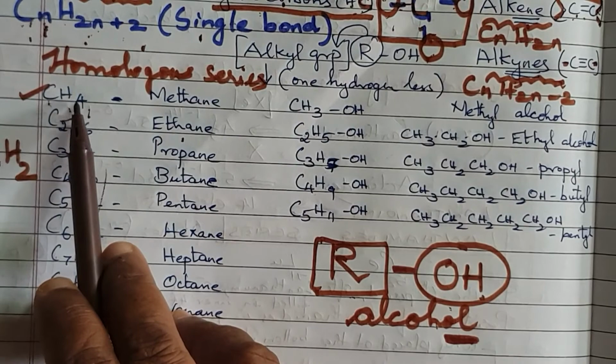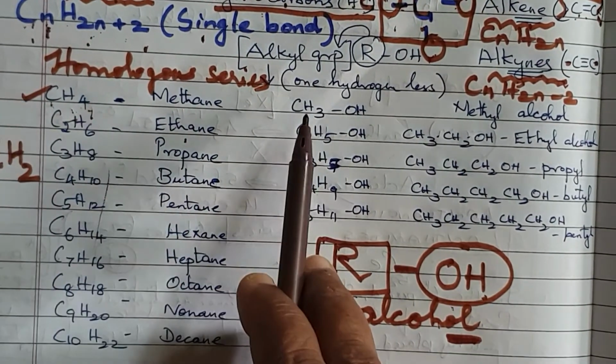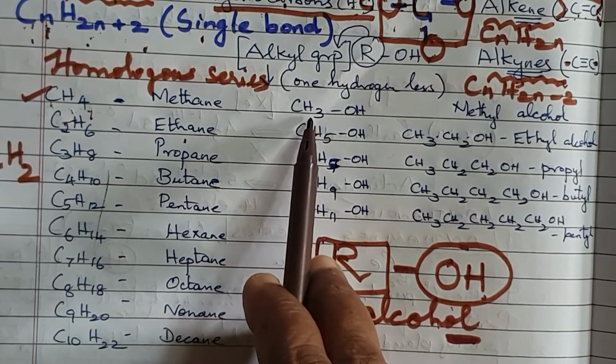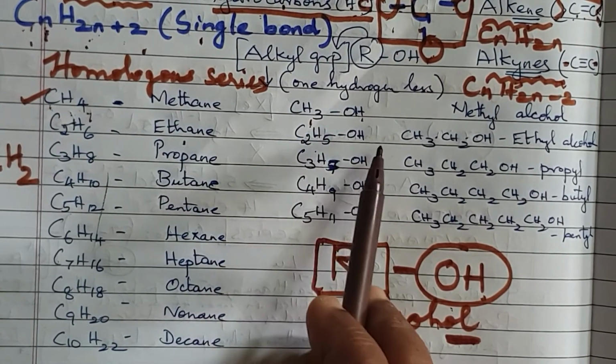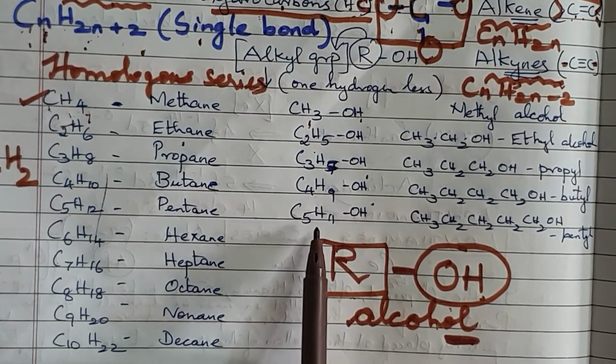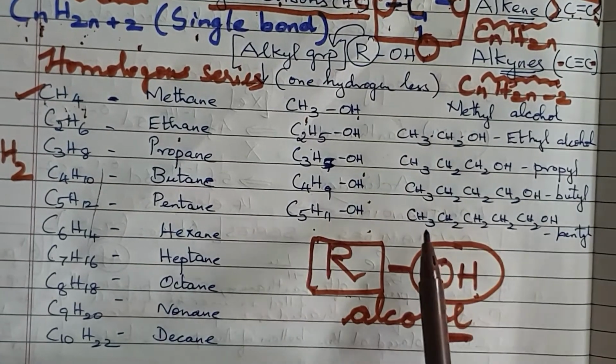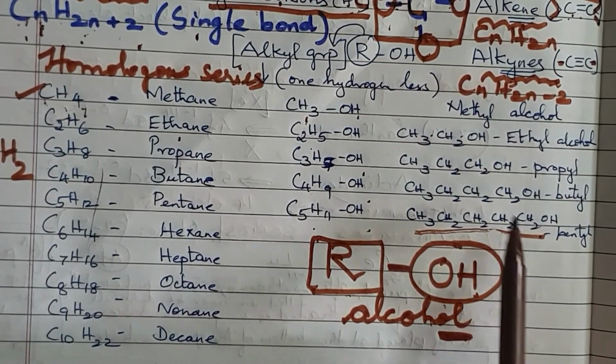From CH4, if one hydrogen is removed, it is called CH3. So we have methyl alcohol, ethyl alcohol, propyl alcohol, butyl alcohol, pentyl alcohol. For C5H11, instead of writing it like this, you can write it as a long chain and name it.